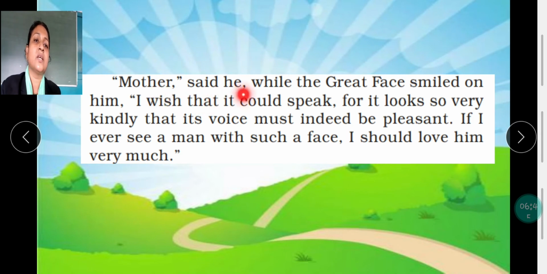Mother said, while the great face smiled on him, "I wish that it could speak, for it looks so very kindly that its voice must indeed be pleasant." So that small little boy is saying that he wishes the mountain structure would speak, because that face looks so kind, so the voice would be so kind too. "If I ever see a man with such a face, I should love him very much."